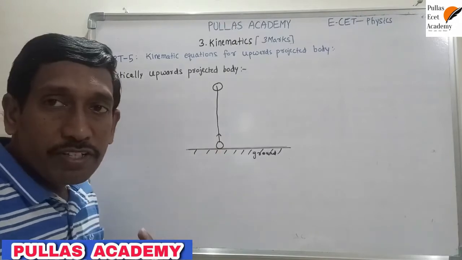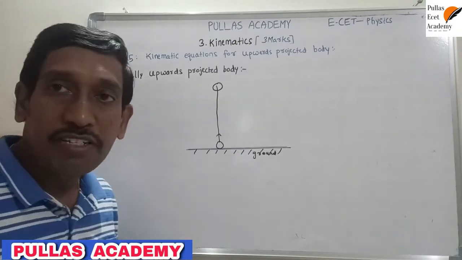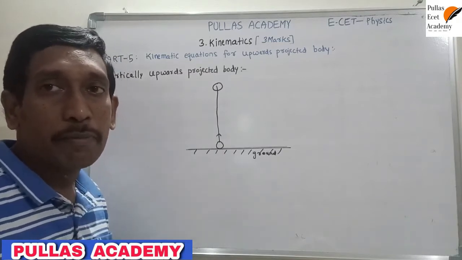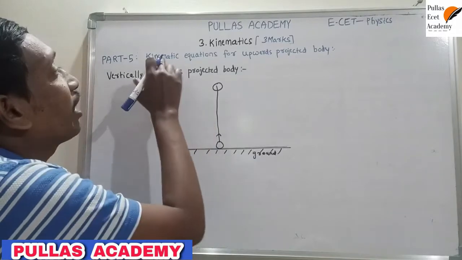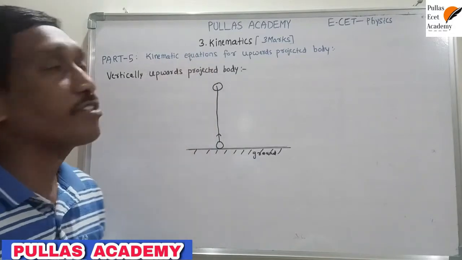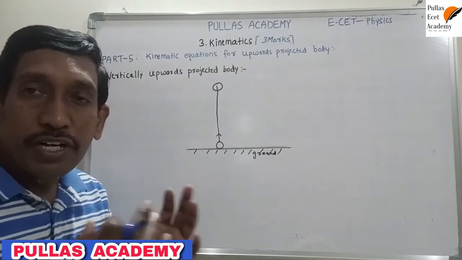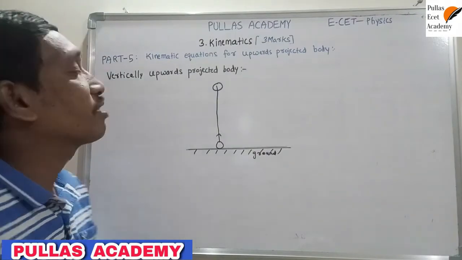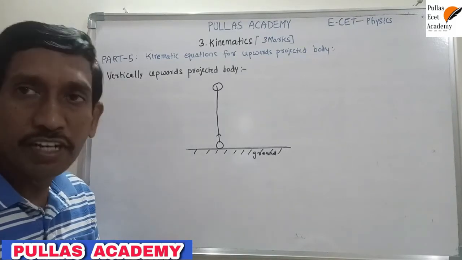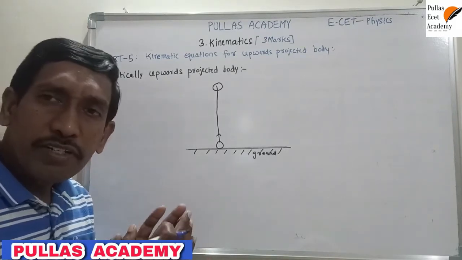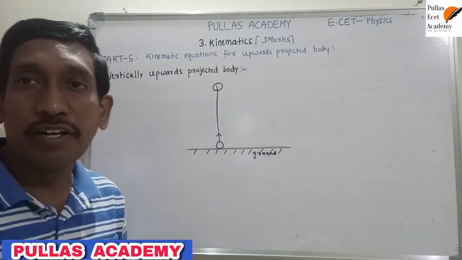Now we are going to discuss the important parameters for an upwards projected body. If you know these parameters, we can construct the kinematic equations, or equations of motion, for the upwards projected body. That's why we first need to discuss the parameters. You must concentrate here. If you know all these parameters, every concept for the upwards projected body is very easily understood.